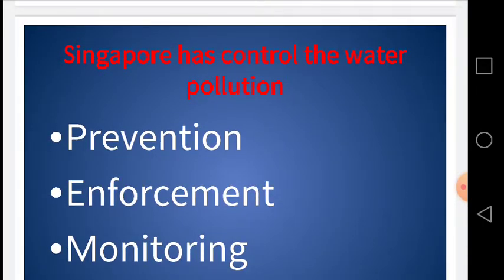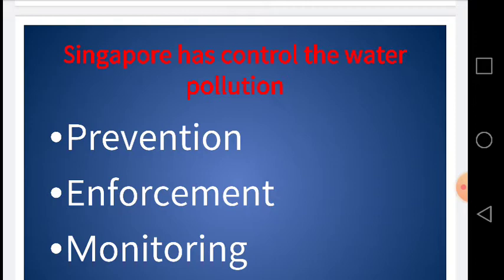Singapore has a control of the water pollution. How? Controlling water pollution is an expensive and tedious ongoing process, but it is essential if we have a clean supply of water in the future. The main steps to water pollution control in Singapore are prevention, enforcement, and monitoring. To prevent water pollution, the Pollution Control Department (PCD) ensures that new industrial and residential developments are properly sited and are compatible with surrounding land use.